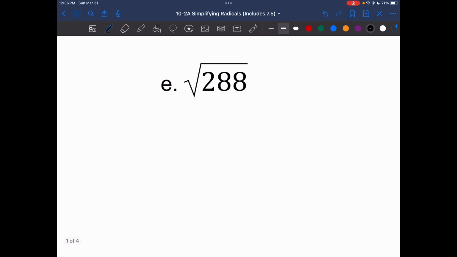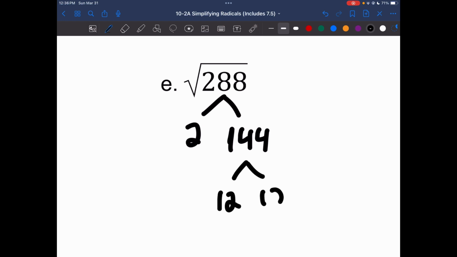All right, letter E. I don't know the factors of 288, but I do know that 288 is even, and I can divide that by 2. So 2 and 144 are my two factors there. And 144 breaks down to 12 and 12, because that's one of my perfect squares.